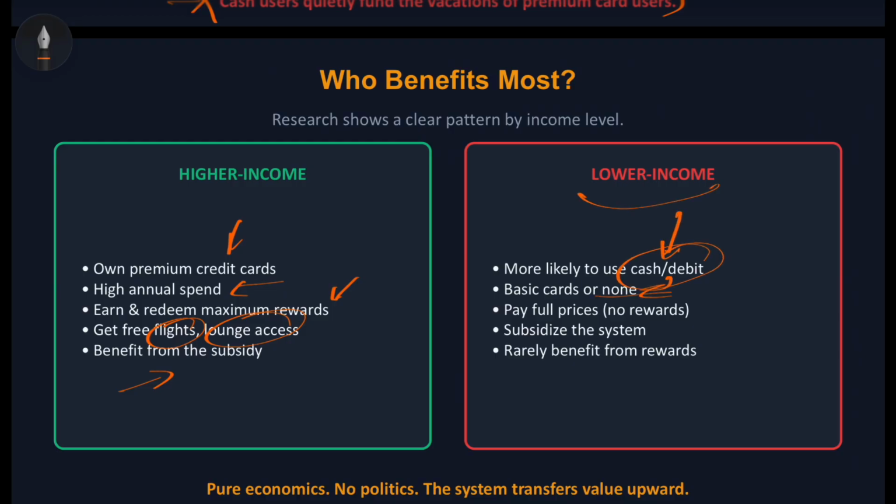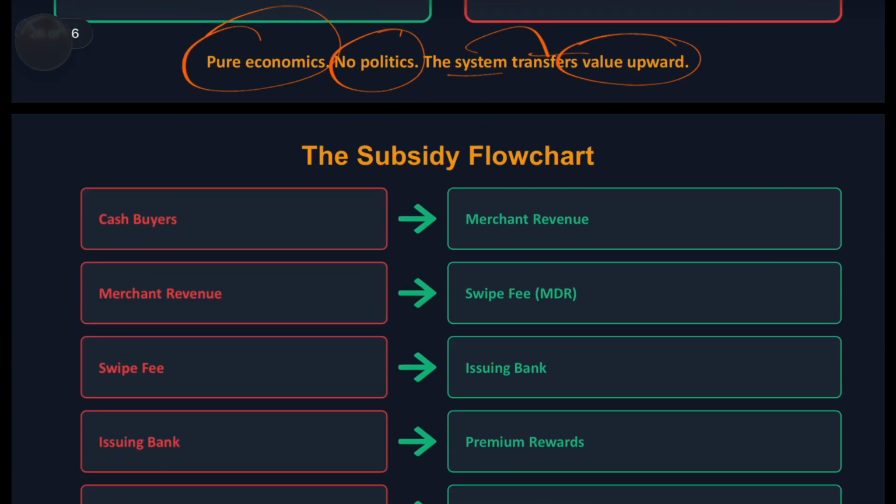So the lower income group are most prone to using cash or debit cards, right? They have basic cards to none. They actually pay the full price or maybe a little higher, right? They are the actual stakeholders who are subsidizing the system, and they never benefit or get any rewards, right? Unless and until there is a cash discount. That too in case of wholesalers, where credit cards are not even considered, right? So this is pure economics, no politics at all. The system transfers value upwards and upwards only. You have to understand this particular thing.